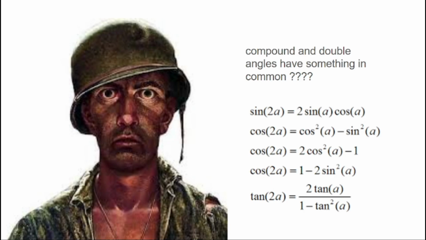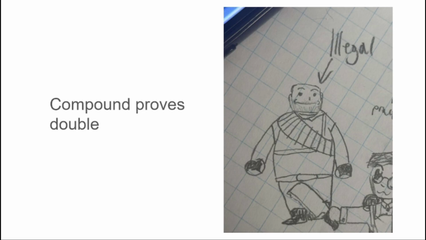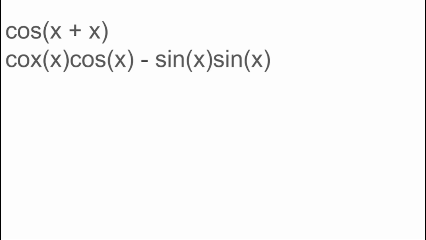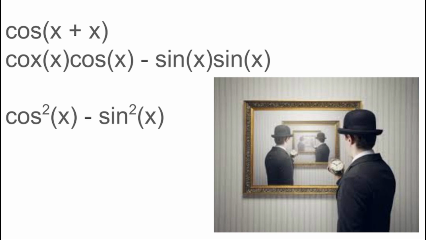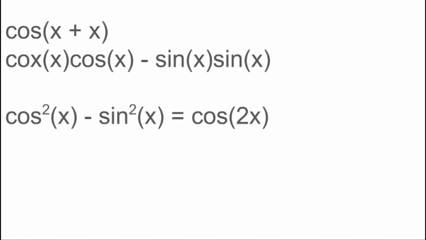But how can we know that these correlate? Well, if we replace both here with an x, we can see the compound angle proves the double angle. I'll show you right up next. Let's take cos here and make it into x plus x, then expand to the full compound. And you can see here that anything times itself is a square, so that gets us cos squared minus sine squared. Right? Does that look familiar? Well, it should. That's the same as our cos of 2x.